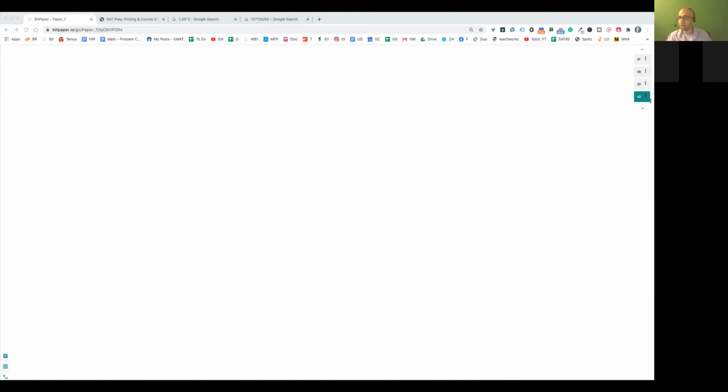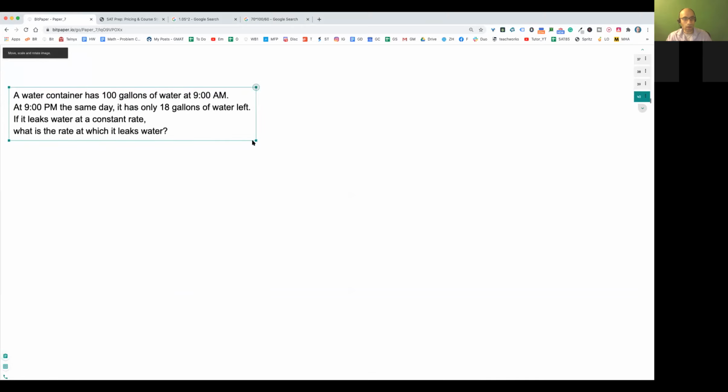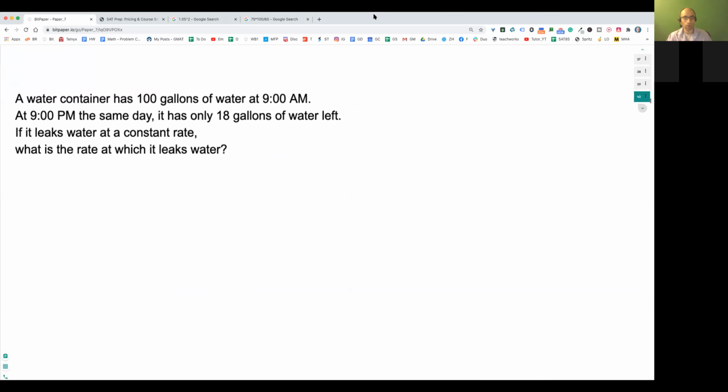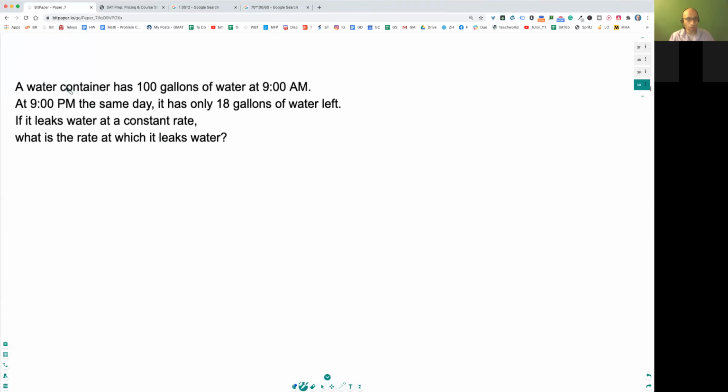Okay, now this one is going to be the next step for the rates problem. Okay, let's try to understand what's going on here. Now over here, you've got a water container that contains 100 gallons of water, and this actually should be 28. I think that's a bit better. 28 gallons of water is a bit better. So a water container contains 100 gallons of water at 9 a.m. in the morning.